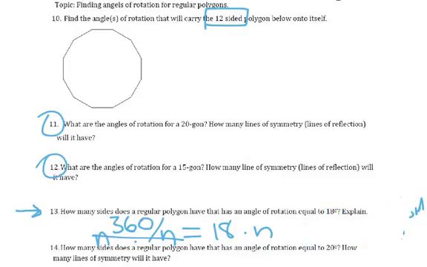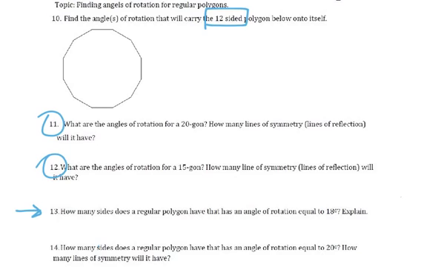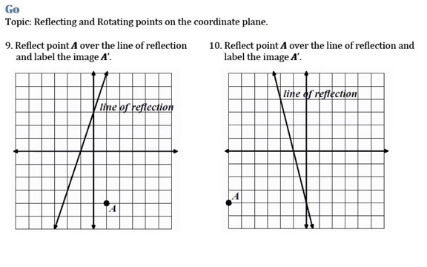14, how many sides does a regular polygon have that has an angle of rotation equal to 20 degrees? I want you to figure that one out on your own, which should be really easy with what we've done so far. Now, let's take a look at the go, just to remind ourselves about some of these transformations.